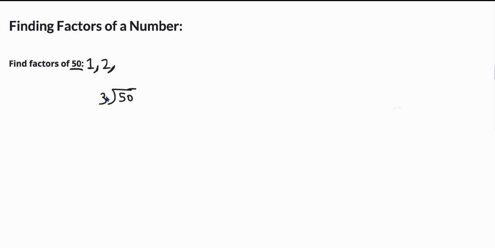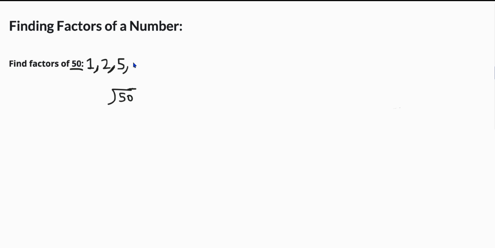3 times 18 is 54. 3 times 17 is 51. 3 times 16 is 48. My bad. 48. Yeah, it can't work. 3 can't work. Can 4 work? 4, 10, 40, 44, 48, 52. No, 4 can't work. 5 will 100% work, since this is an ending of 0. 6 can't really work in this situation. 7 can't work. 8 can't work.